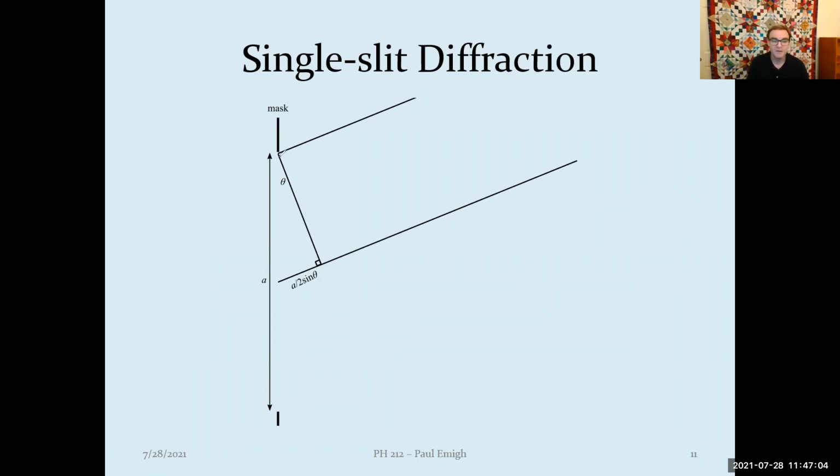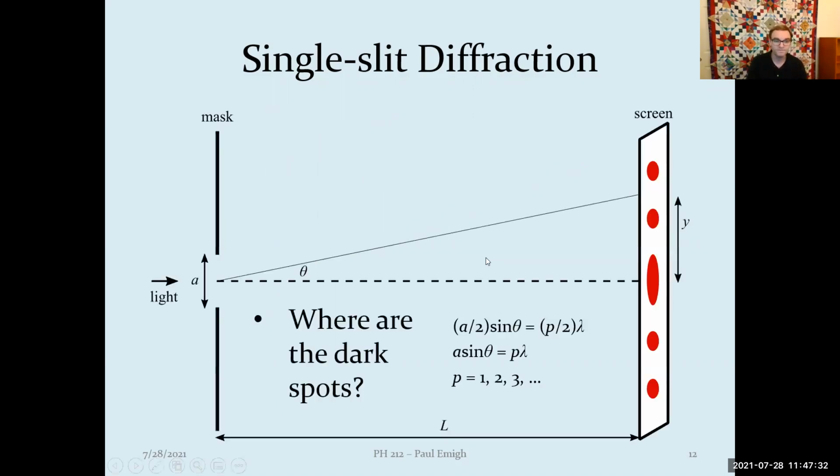In particular, what I'm going to notice is if a point at the very top of the slit and a point at the very middle of the slit are canceling out with each other, then it's also going to be true that every other pair of points like this, say this one and this one, are also going to be canceling out. And given that, if every pair of these little slits is canceling out, then all of the light will cancel out and the point on the screen will be dark.